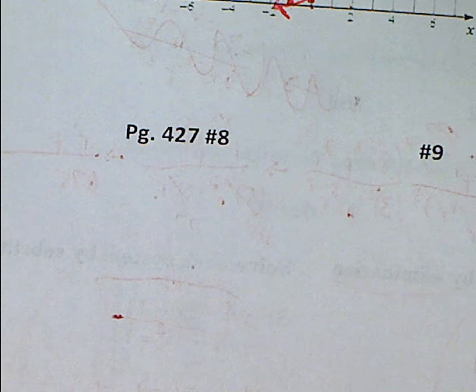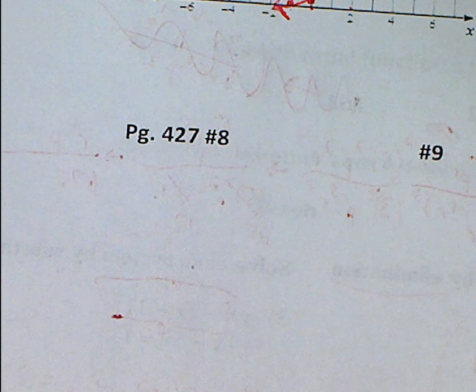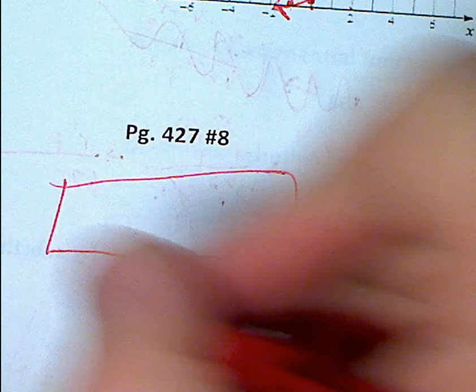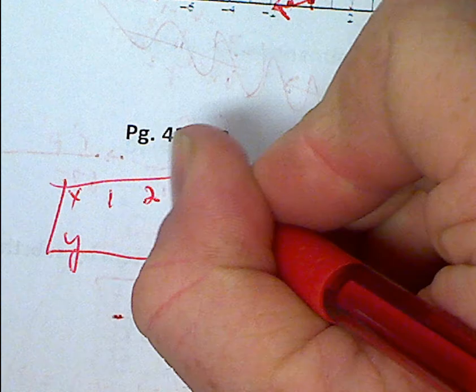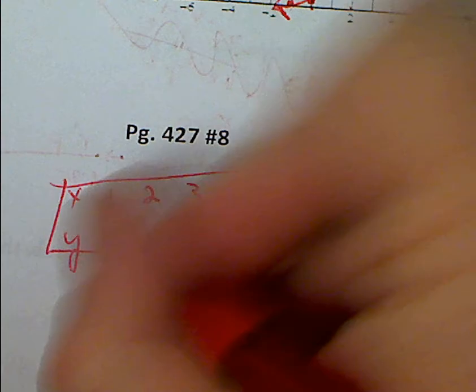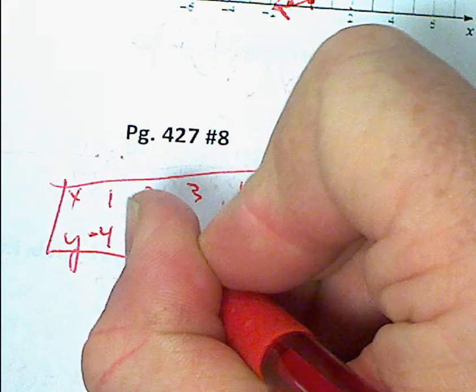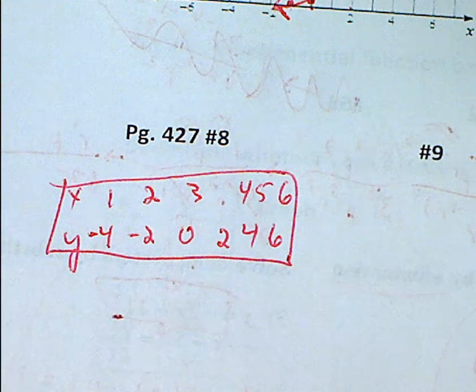Page 427, number 8. Determine whether the data is exponential or not. Okay? So they give us a table of my x and y values. They give me 1, 2, 3, 4, 5, 6. Then they give me -4, -2, 0, 2, 4, 6.